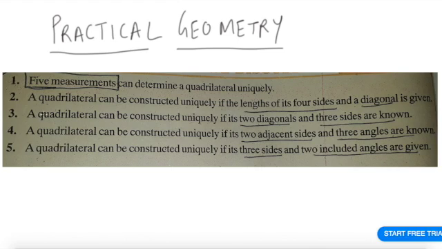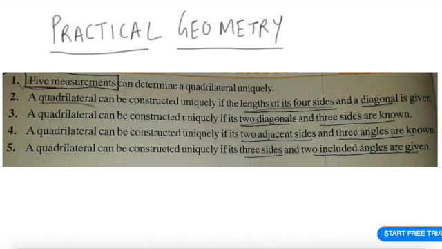In this chapter, what we're going to look at is how to construct a quadrilateral. What do we need? First, we need 5 measurements, which means 5 sides, just for instance. Second option, we could get the length of 4 sides and a diagonal. If we have the length of 4 sides and a diagonal, we can draw a quadrilateral.